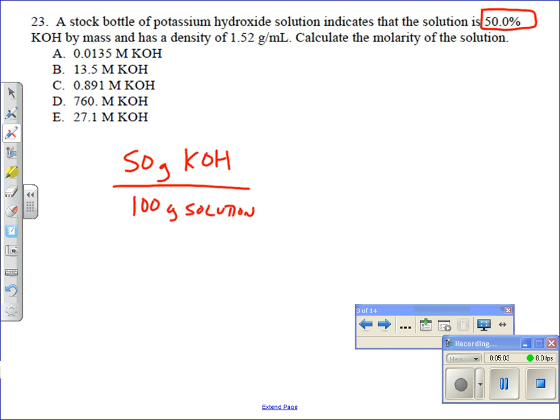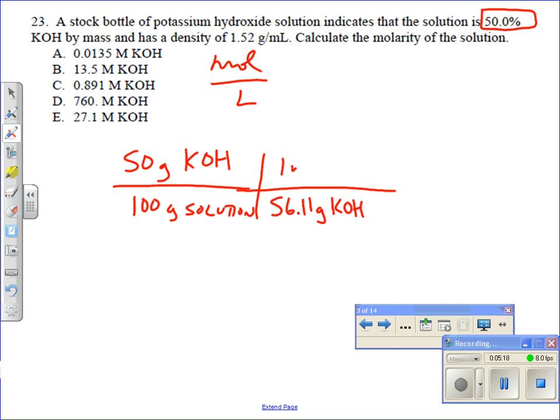Remember, the definition of molarity is moles over liters. So then what do we have to do? First, we have to get rid of grams because I want moles on the top. How am I going to do that? Well, the way I'm going to do that is take the molar mass, 56.11 grams of KOH, is equal to 1 mole of KOH. And what I did right there, fluffy bunny style, is get moles on the upper part of the grid.